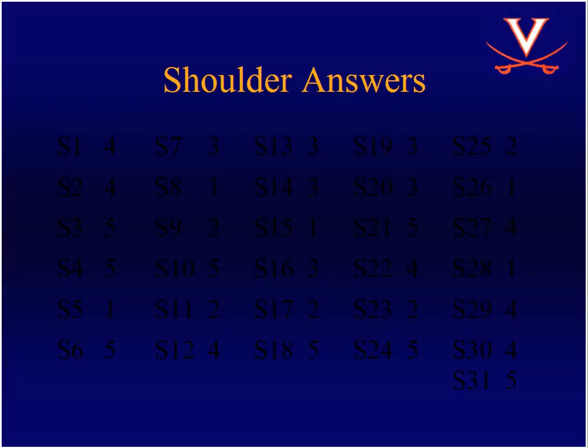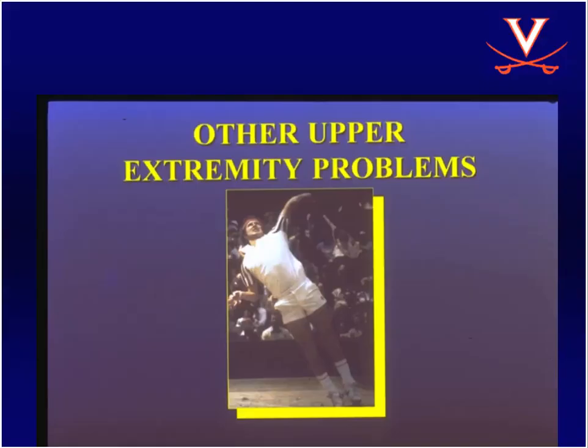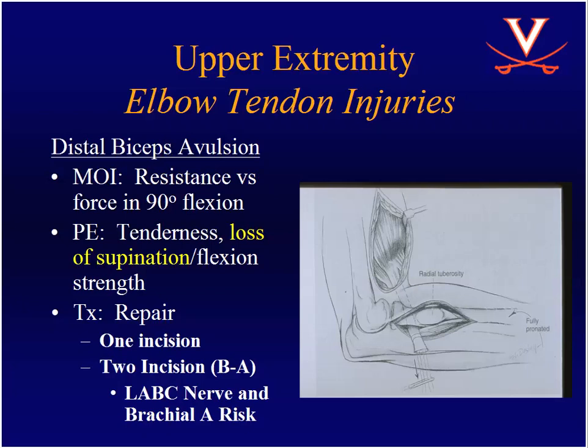Now, a lot of this stuff has already been covered in the elbow talks and the hand talks. We're just going to go quickly through this, focusing on the key sports medicine injuries associated with these problems. One of those is a distal biceps avulsion. The key here is you lose supination strength more than anything else. Some flexion, mostly supination. And the treatment then is to repair that. You repair it down to the tuberosity. Whether you use 1 or 2 incisions doesn't matter as long as you repair it. If you do a 2-incision, recognize the lateral antebrachial cutaneous nerve and the brachial artery can be at risk.